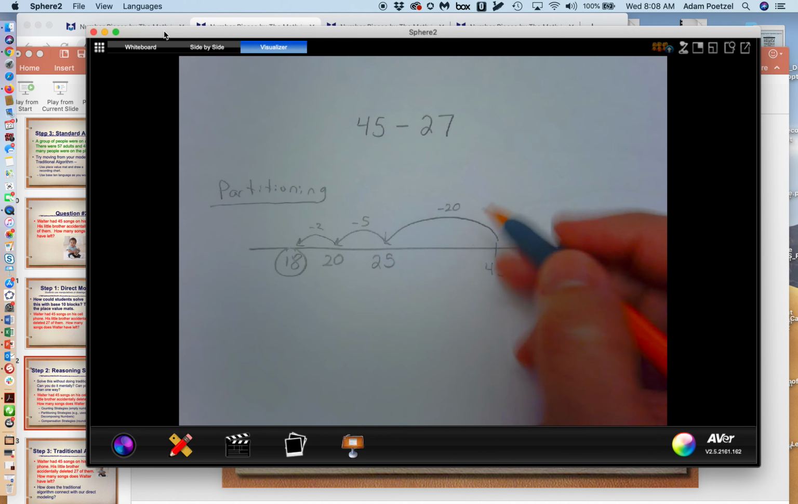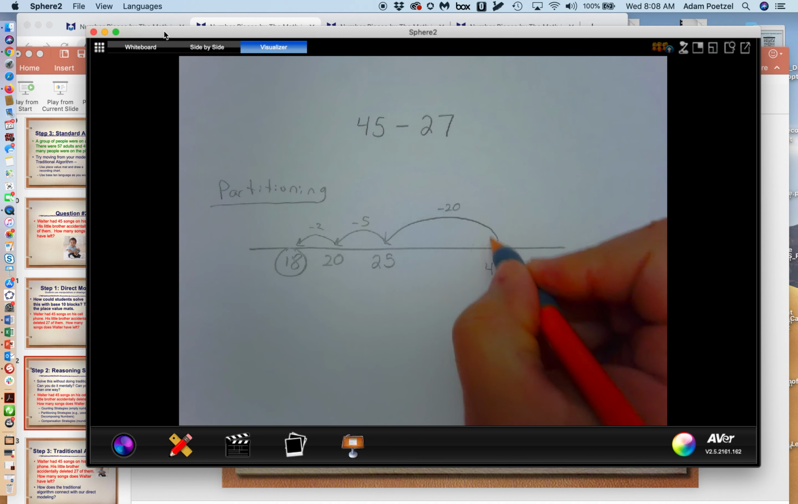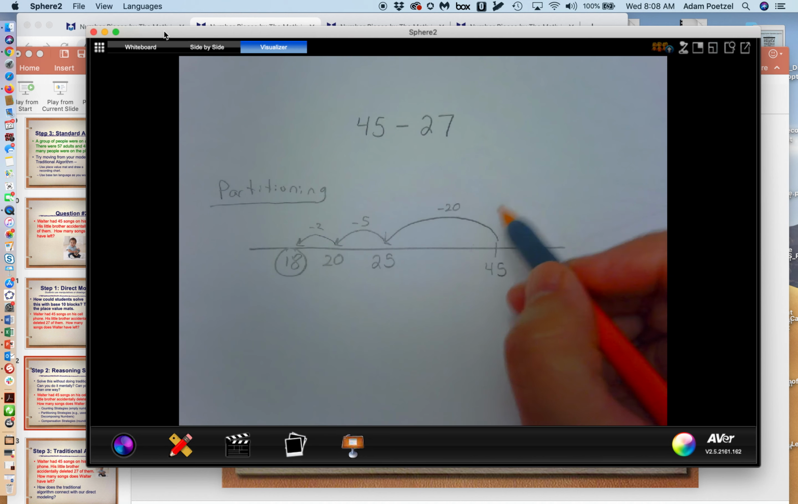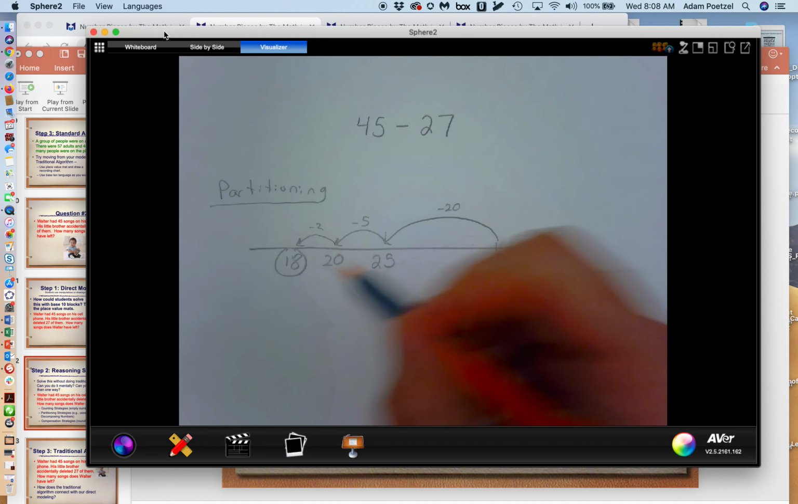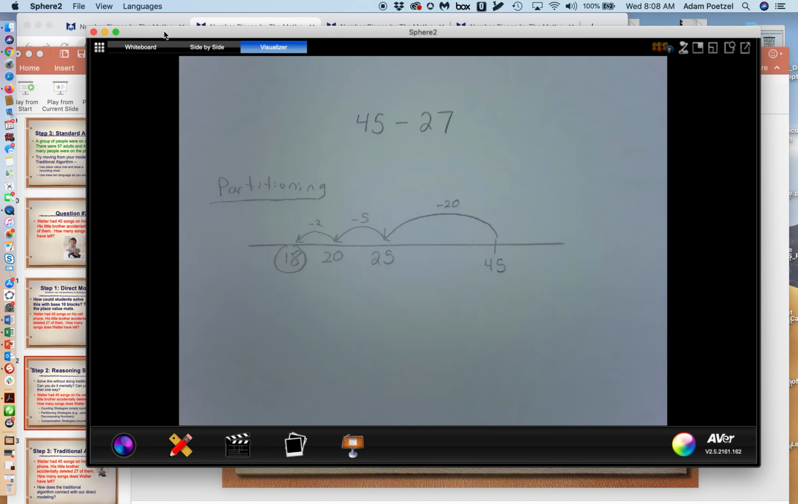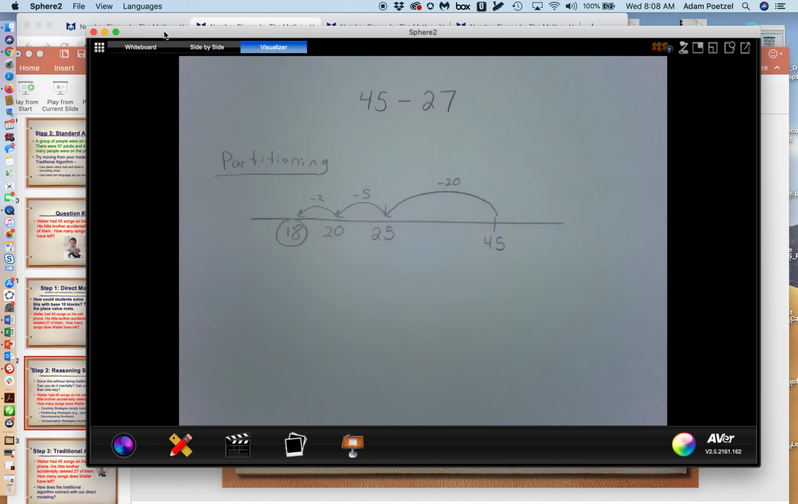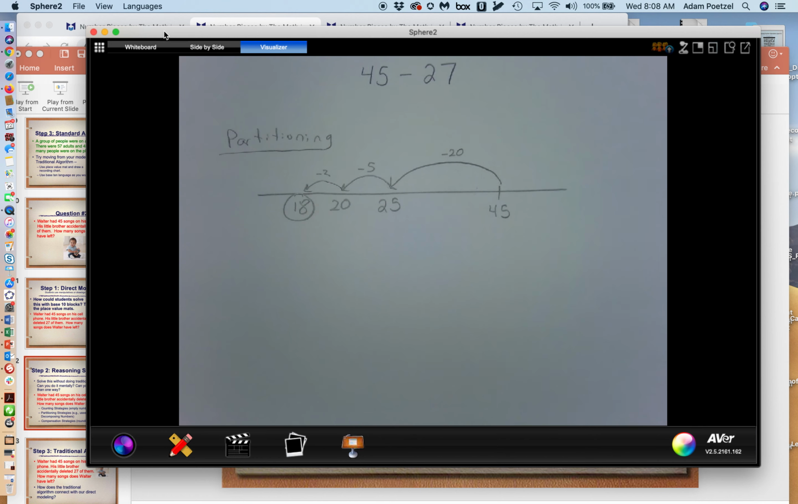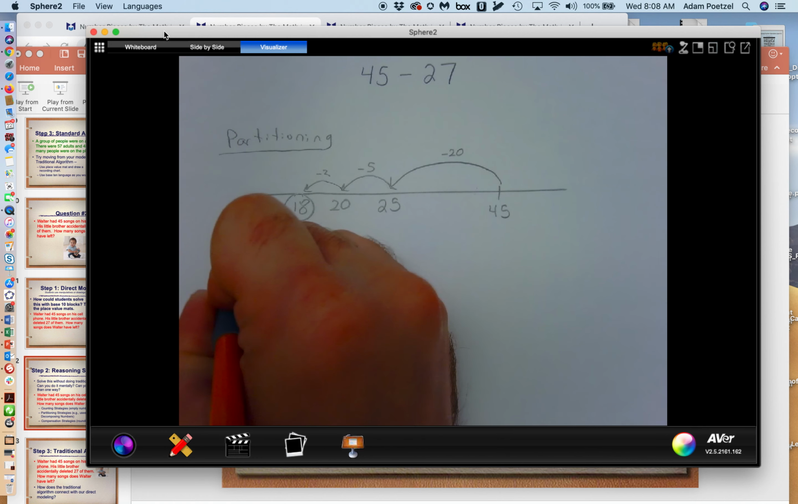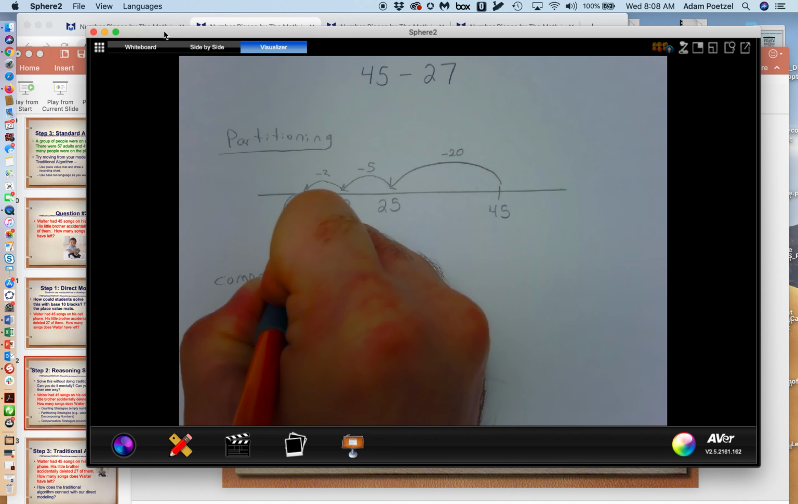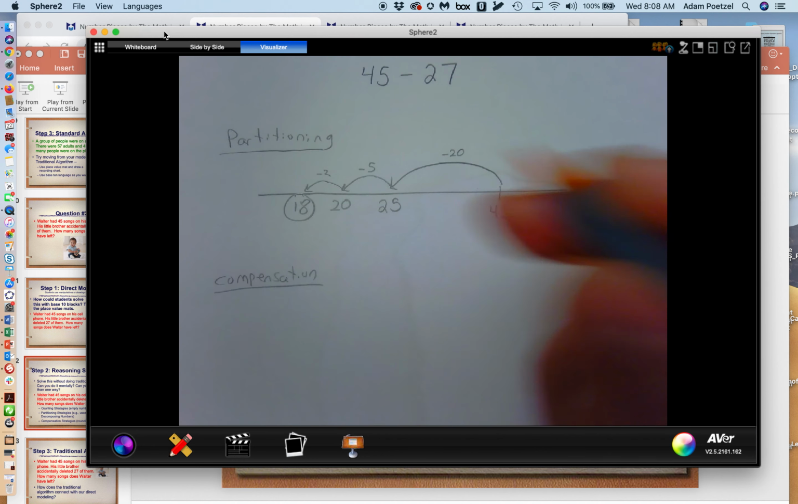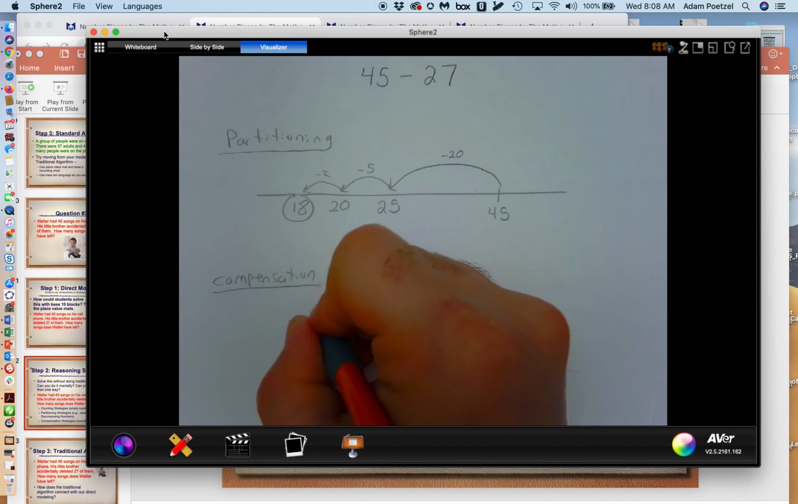And some things about this. I want to encourage you to always use the arrows to show what direction you're jumping, to label your jumps, to circle your answer. It's just good practice to help label the work to make it a little more friendly for students to think about, and encourage them to develop some good habits as well. But of course, we could also use a compensation strategy, which might look something like this.